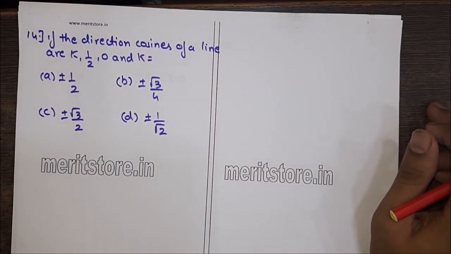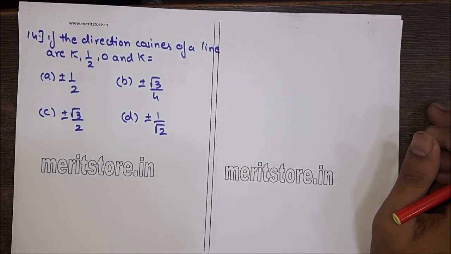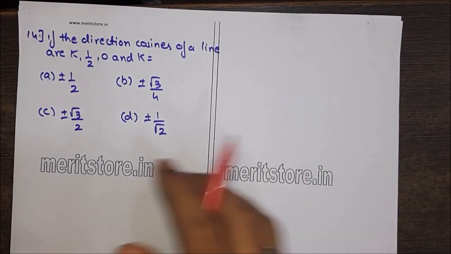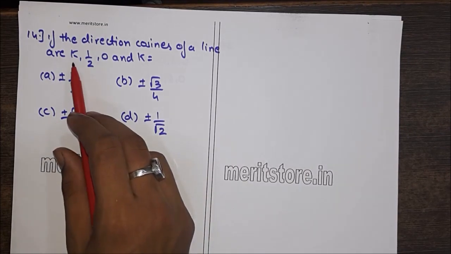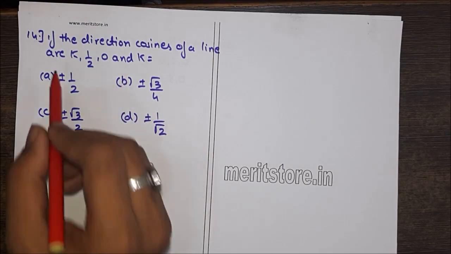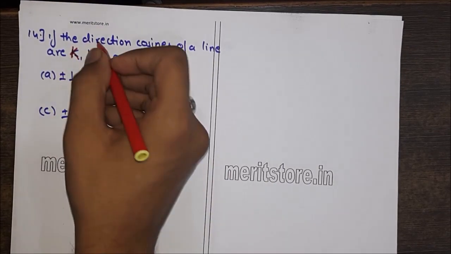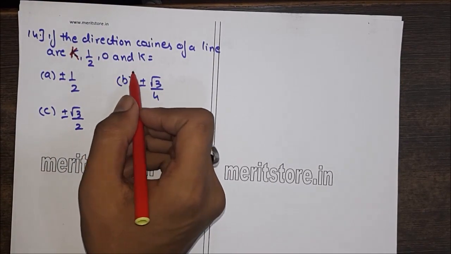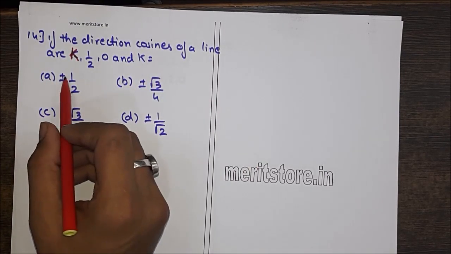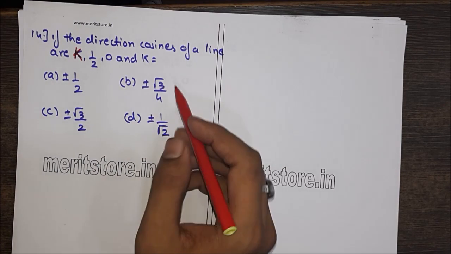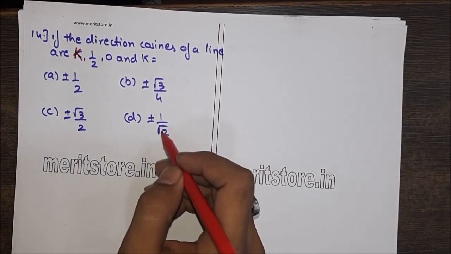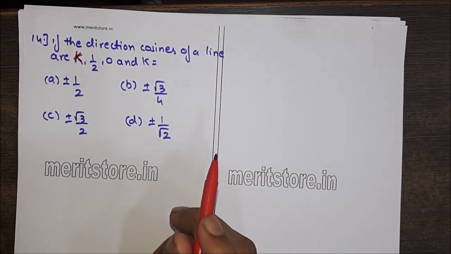Question number 14. If the direction cosines of a line are k, 1 by 2, 0, then the value of k would be: option A, plus minus 1 by 2, option B, plus minus root 3 by 4, option C, plus minus root 3 by 2, option D, plus minus 1 by root 2.